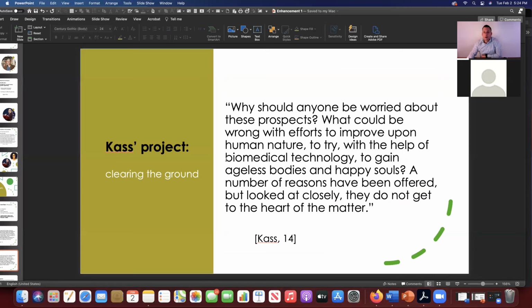So now just clearing the ground, we'll go for a couple more minutes here. Clearing the ground here. Why should anyone be worried about these prospects? Why should anybody be concerned about these personal goals of self-improvement, using biomedical technology to improve our lives in these ways, our personal lives? Okay, setting aside the larger projects that could affect populations. Why should anyone be worried about these prospects? What could be wrong with efforts to improve upon human nature, to try with the help of biomedical technology to gain ageless bodies and happy souls?